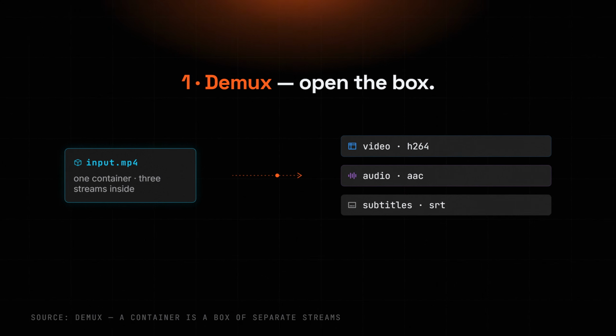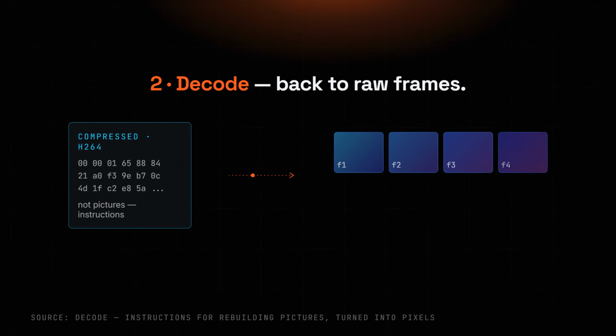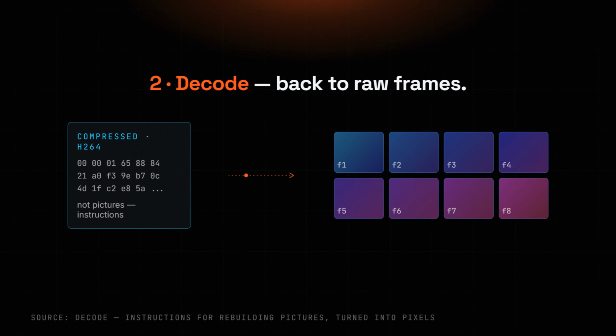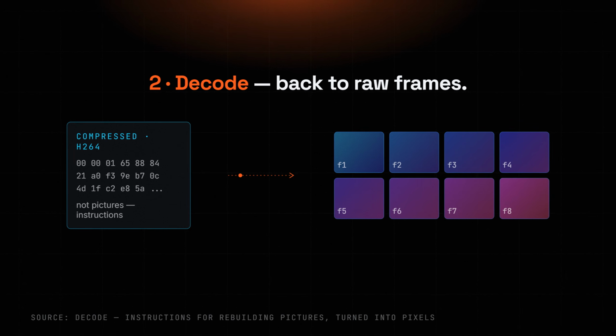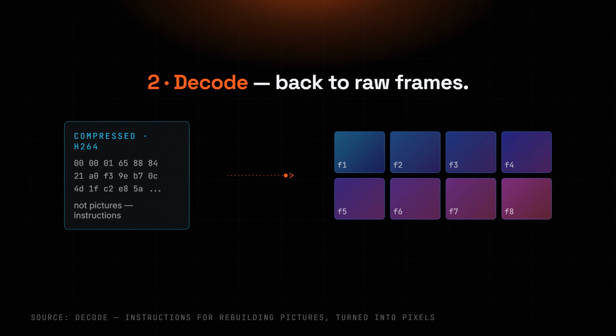Step 2. Decode. That video stream is heavily compressed. It is not real pictures yet, just a clever set of instructions for rebuilding them. The decoder follows those instructions and turns the data back into actual frames, the raw, uncompressed pixels that FFmpeg can finally work with directly.